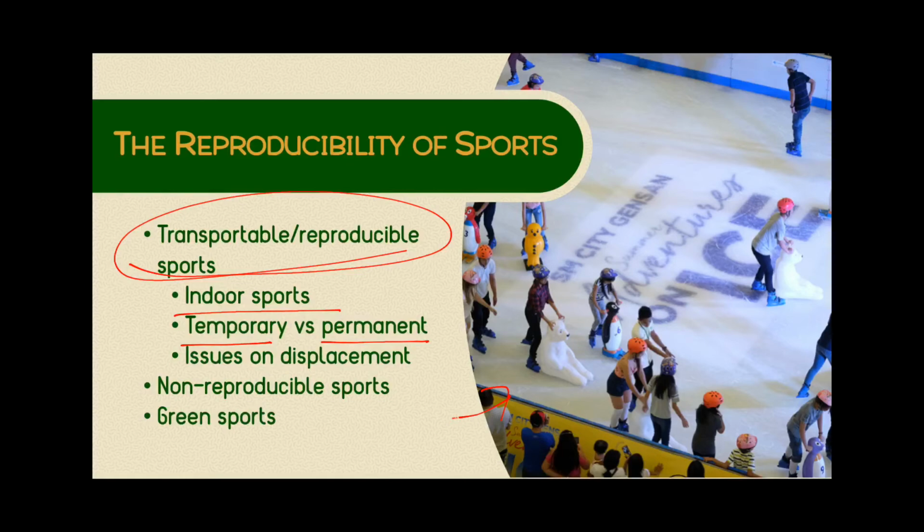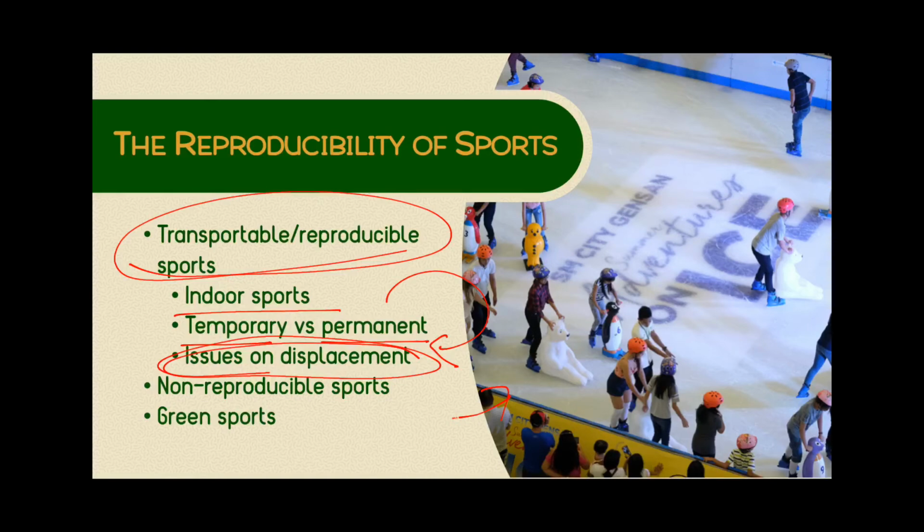Pag pinasabi na natin yung permanent na transportable sport would be, for example, yung sa Clark, nandun na yung aquatic center. Nandun na siya. Hindi na siya pwedeng bawiin. Nandun na siya forever. So that's an example of permanent. So for permanent, the issue here is the issues on displacement, yung mga people and organizations that will be displaced in order to produce a specific sport location.